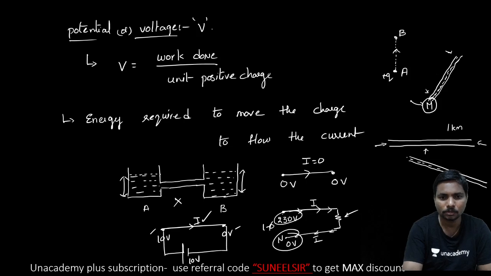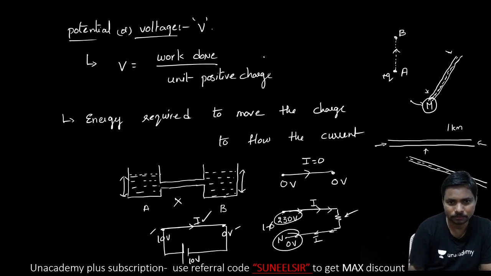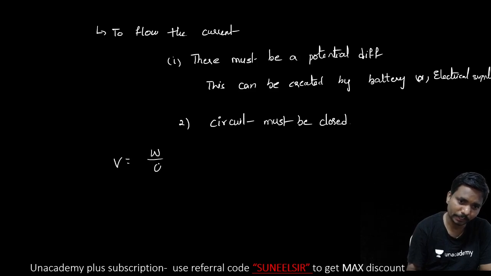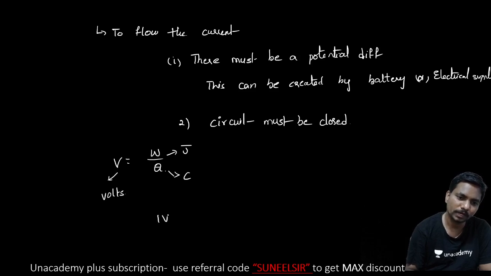Yes. Now this voltage is equal to the work done by unit positive charge, and it is a very important relation. V is equal to work done by unit positive charge. Work done units are joules, charge units are coulombs, and voltage units are volts. From this, 1 volt is equal to 1 joule per 1 coulomb. Very, very important relation.